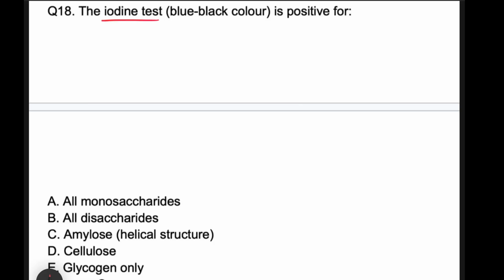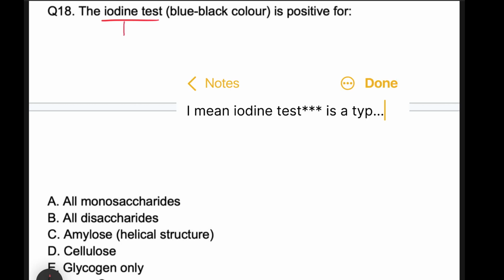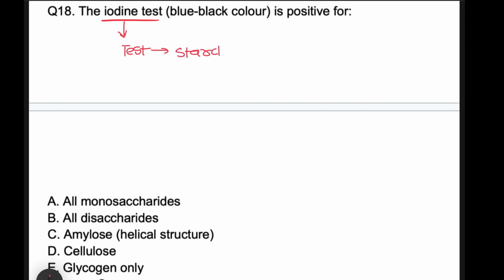Now, the iodine test is the type of test which is used for detecting a certain type of sugar, especially starch. Starch is a polysaccharide. We have learned about it. It's a homopolysaccharide. So if you have a sample and you want to test whether there is starch inside it or not, you do the iodine test. When the iodine test is positive, it means that the sample contains starch. So it mainly tells if starch is present or not.